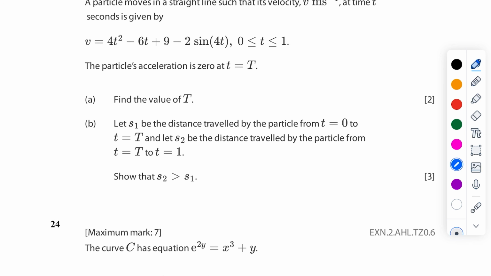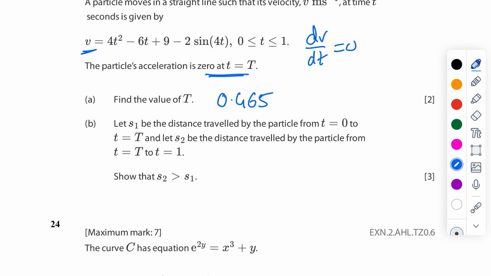Find the value of t. The acceleration is 0. Velocity is given, which means find the derivative of it. dv by dt should be equal to 0. In Paper 2, you can directly use the GDC, find the derivative and set it equal to 0. You will get the t value as 0.465.